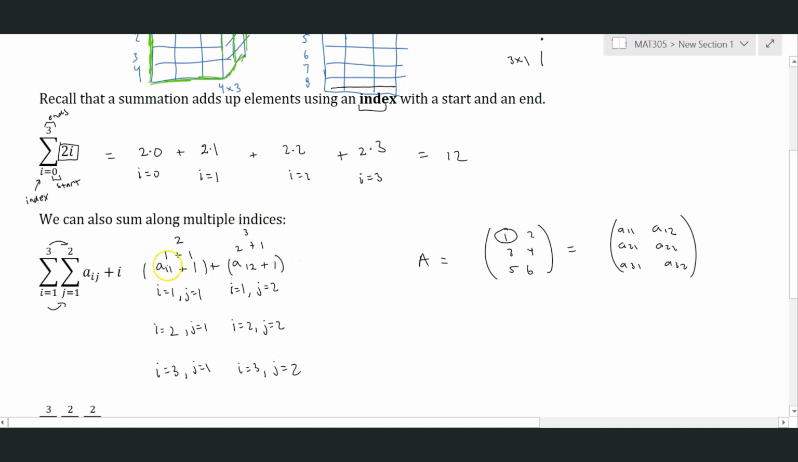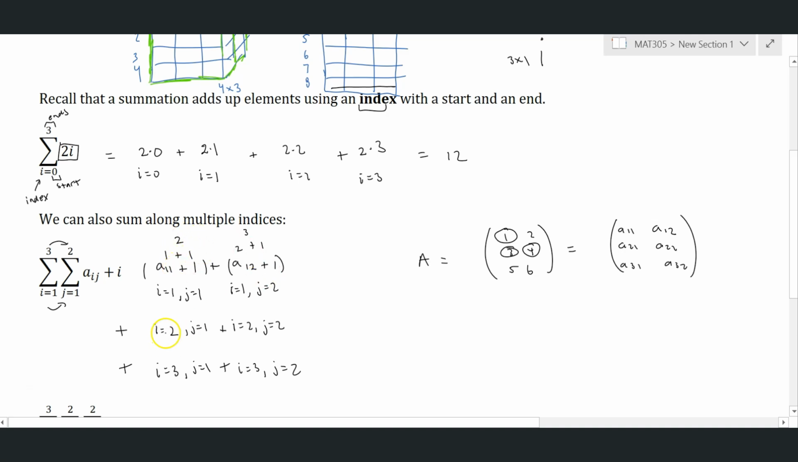Now I'm not going to write out these terms, but you can imagine this will be A21, which would be 3 plus, now i is 2, so it would be 3 plus 2. i equals 2, j equals 2 will be A22 plus i, which is 2, so that would give us a 6. I guess we could write them down, right? And we're adding these to the ones that we already have.